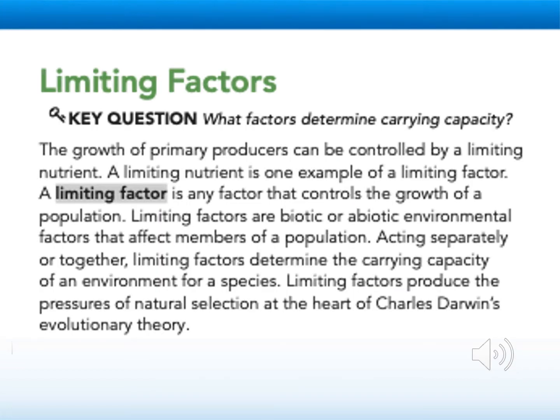The growth of primary producers can be controlled by a limiting nutrient. A limiting nutrient is one example of a limiting factor. A limiting factor is any factor that controls the growth of a population.